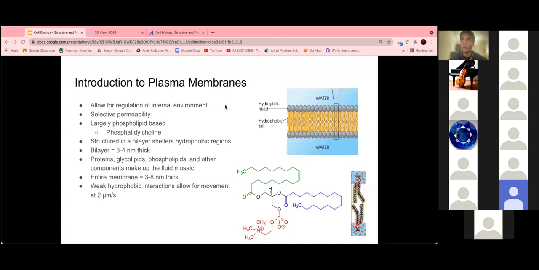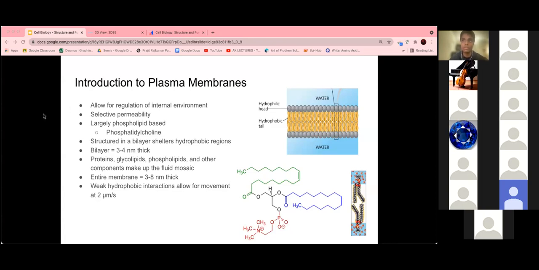All right, we're going to start off with a quick introduction. Membranes are pretty important because they surround and protect the cell and separate it from its surroundings. This allows the cell to regulate its internal environment. Plasma membranes are selectively permeable, which means that some substances pass more easily through them than others. The major component of membranes are phospholipids, which are amphipathic molecules with a hydrophilic head that faces outwards and a hydrophobic tail that faces inwards.